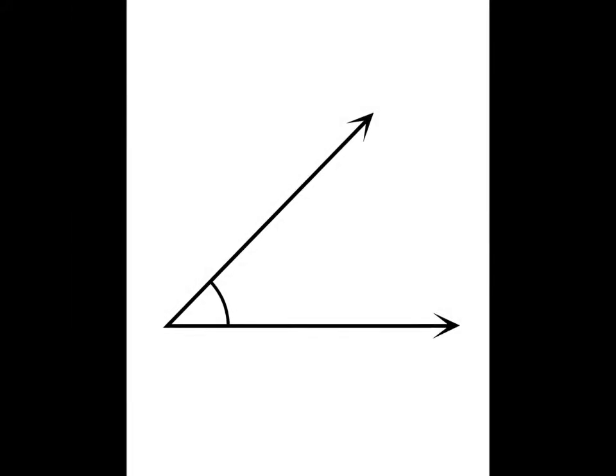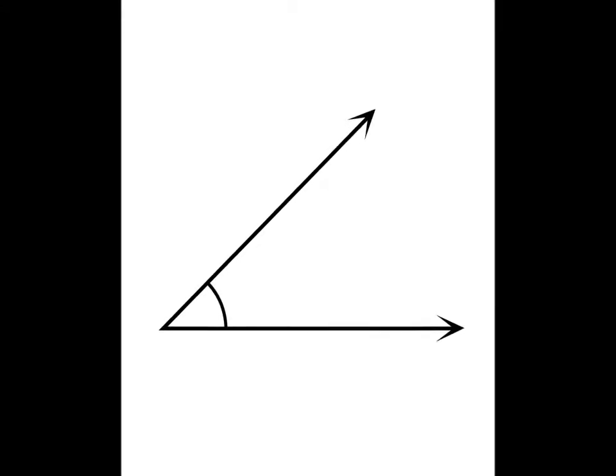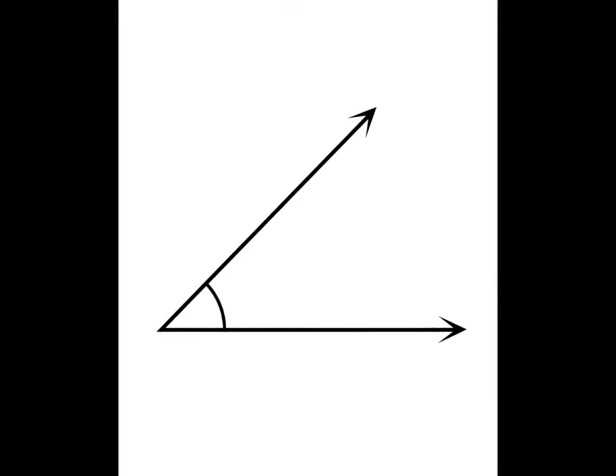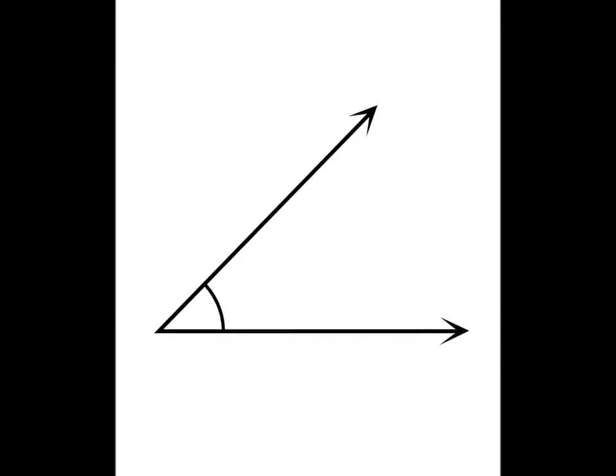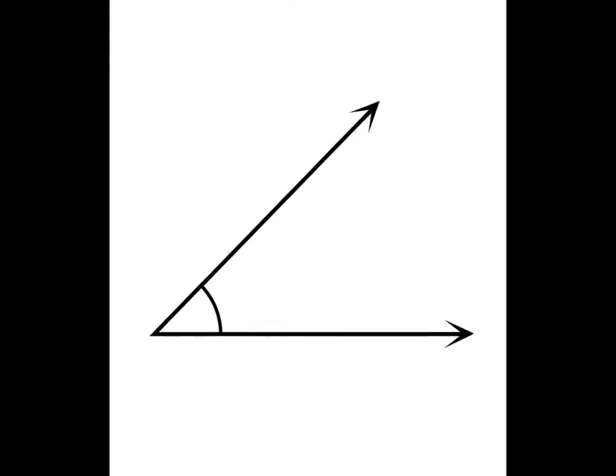The final impossible construction is trisecting an angle. The goal of the construction is to take a given angle and divide it into three congruent angles, or divide it into thirds. This construction was also proven impossible in 1837 by the same mathematician.